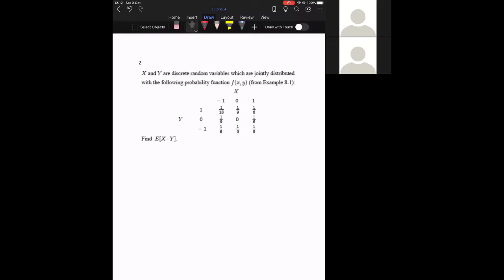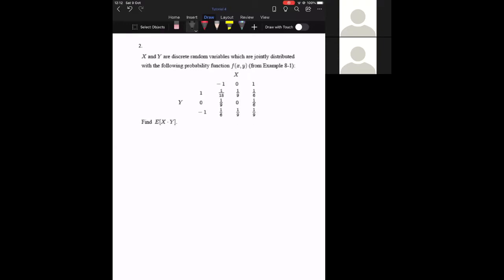Okay, so we have the same joint probability distribution as the first question, but now they're asking us for the expected value of x times y. We know that the expected value of x is defined as the sum over all x of x times the probability of x.